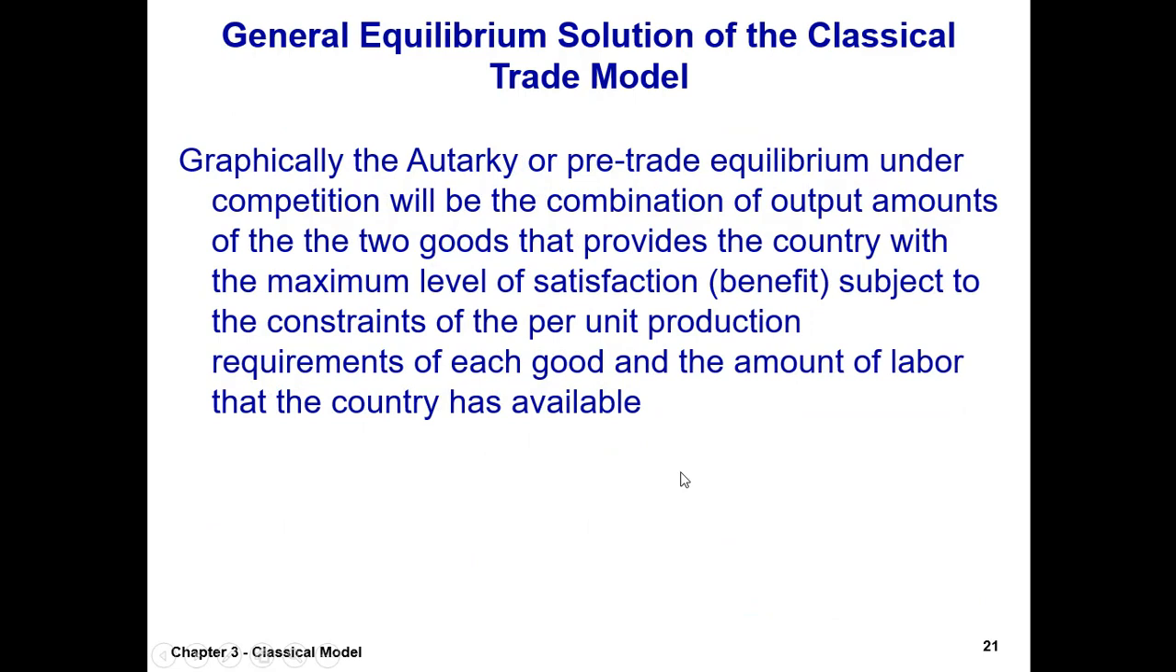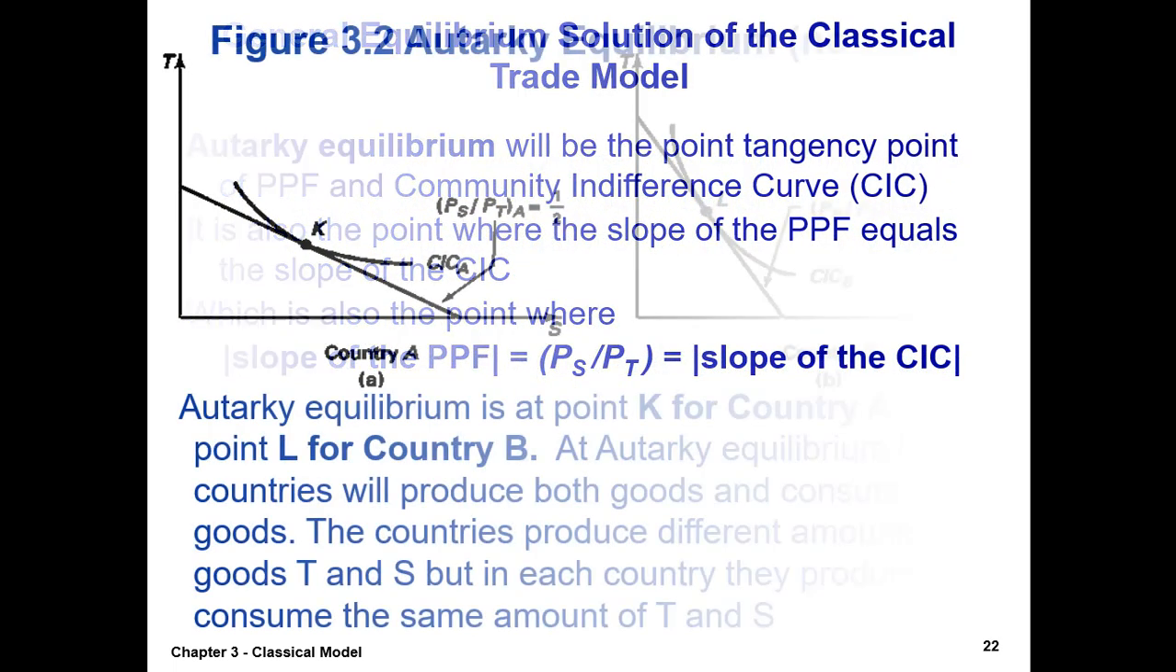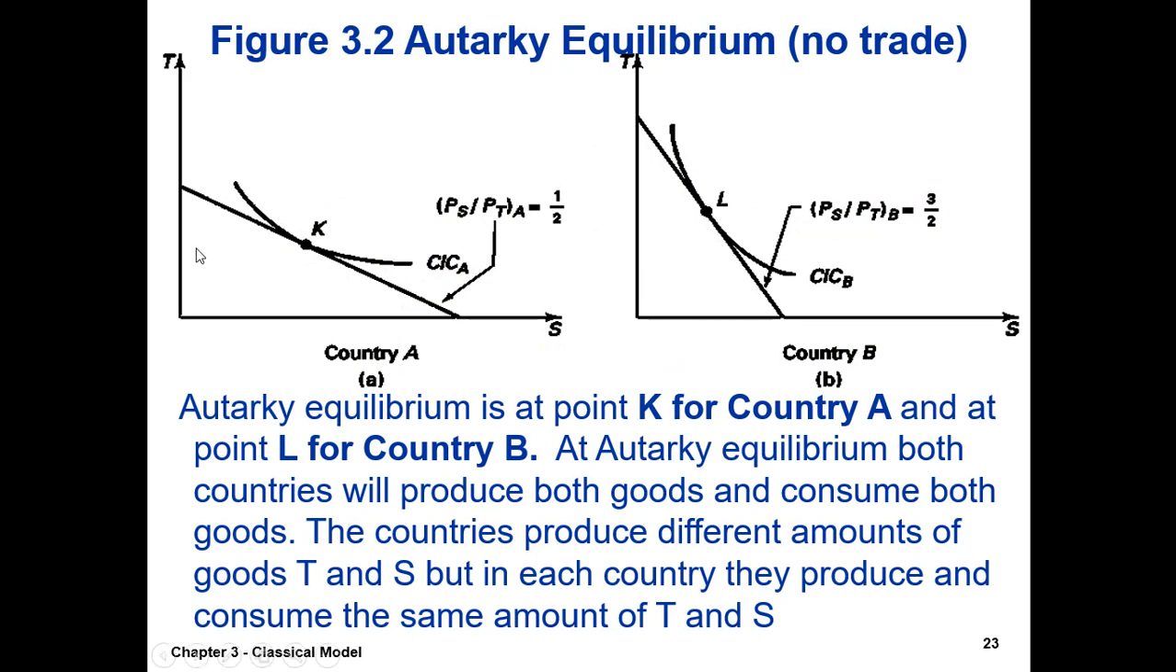Once you have established that, and then again, that is going to be based on the slope of the production possibility frontier and one over the slope of the production possibility frontier for the other good, we can talk about autarky equilibrium and then the introduction of trade. Autarky equilibrium is going to be somewhere on the production possibility frontier, and that somewhere is going to be where a CIC is tangent to that.